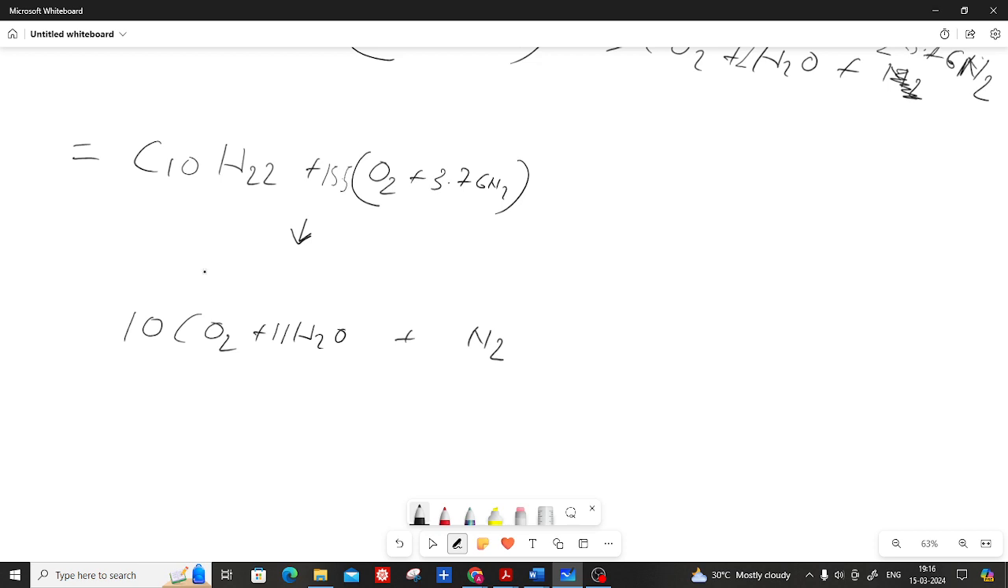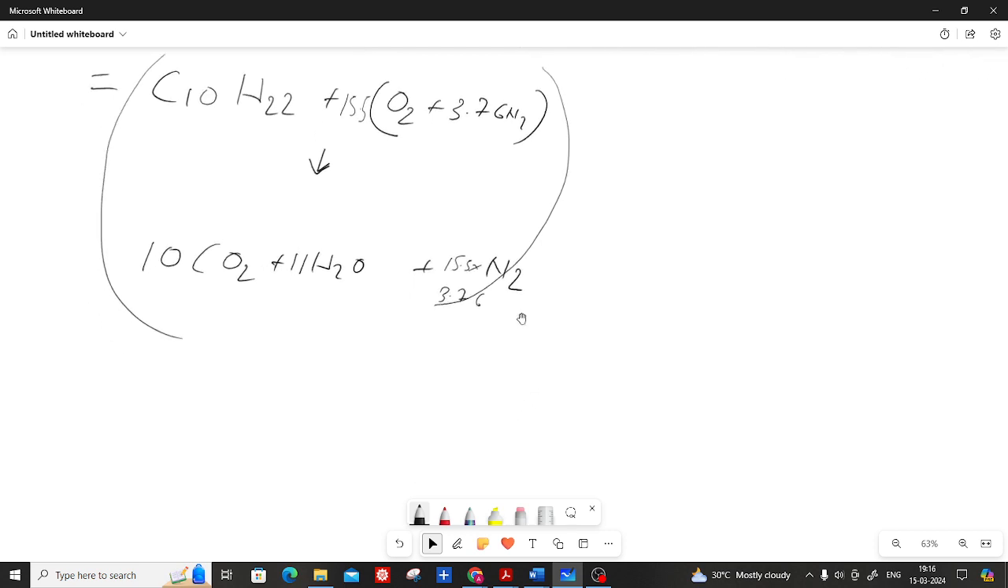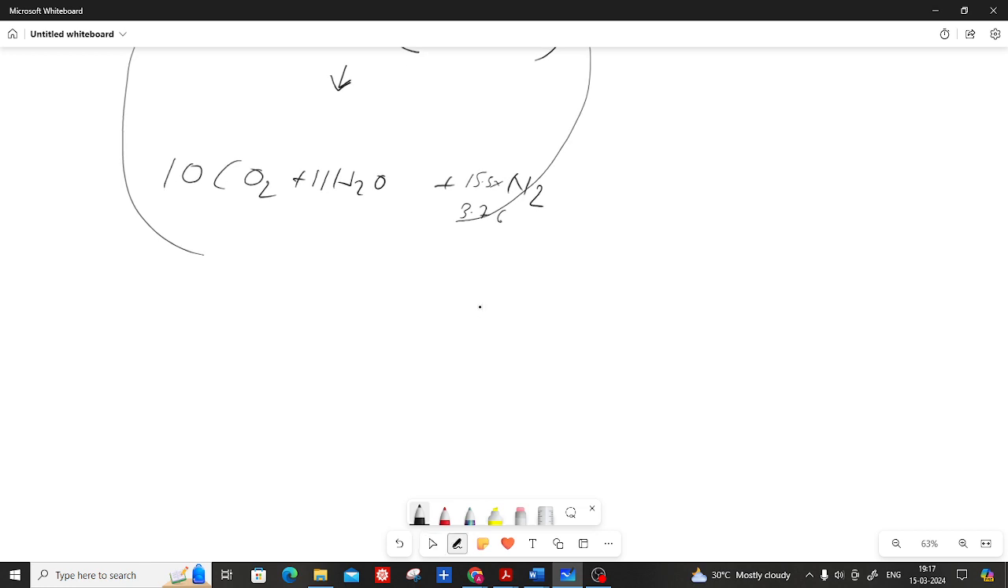Now you balance the nitrogen. 15.5 into 3.76, so this is N2. Now the equation is balanced. Now you can count. So 10 carbon, how many oxygen? 20 plus 11, 31 oxygen. Hydrogen, 22 hydrogen. So now this equation is balanced. Whoever asked this question, is this clear to you how to balance? Got it, sir. Got it. So can you balance this equation?